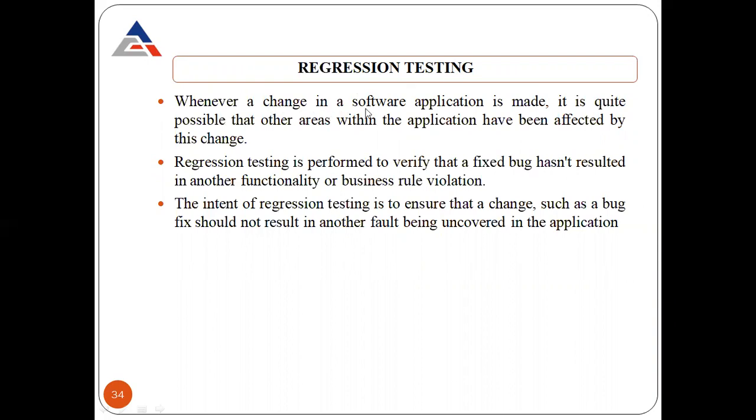Regression testing: whenever a change in a software application is made, it is quite possible that other areas within the application are affected by the changes. So whenever we make changes in one particular module, other modules integrated with that module may also need changes. Regression testing is performed to verify that a fixed bug hasn't resulted in another functionality or business violation. The intent of regression testing is to ensure that a change such as a bug fix should not result in another fault being uncovered in the application. If we fix bugs in one module, we have to check the other modules also, to see whether fixing one module affects the others. That is regression testing.